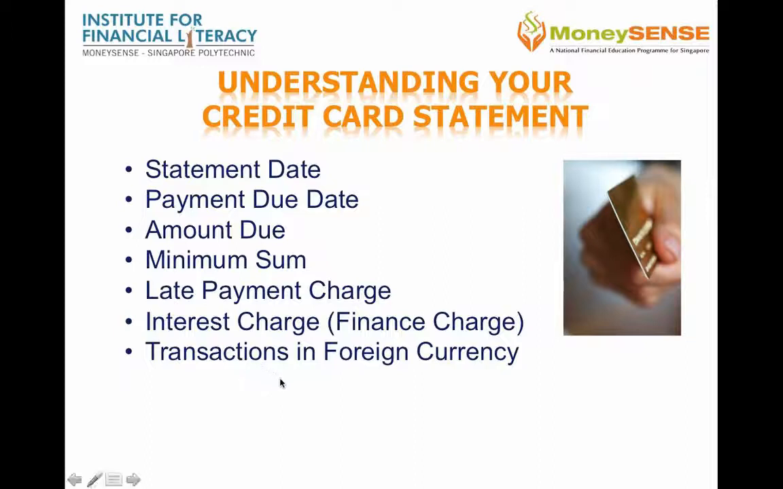Transactions in foreign currency. Transaction charges in a foreign currency will be converted to Singapore dollars in your statement. The foreign exchange rates used to convert these transactions into local currency may vary day to day and from bank to bank. The card issuer should explain the method of applying the exchange rate to foreign currency transactions and other fees and charges. This is usually in the form of an explanatory note printed at the back of the credit card statement.